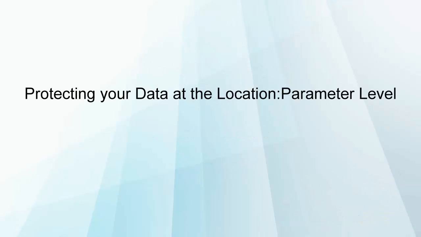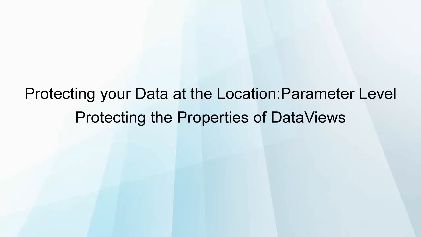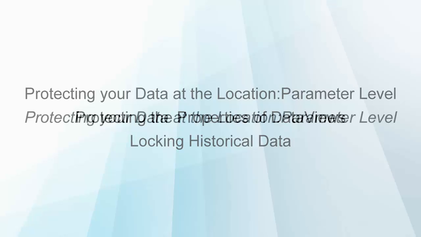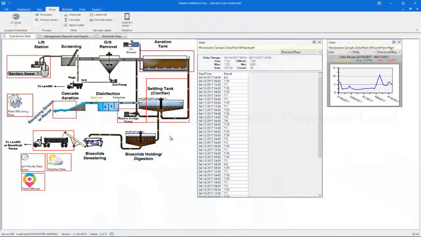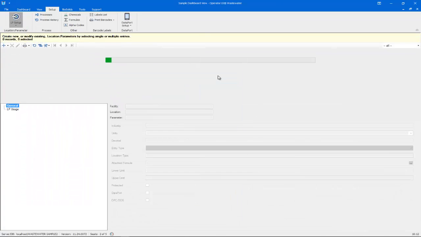First, we will be looking at protecting your data at the location parameter level, then protecting the properties of your data views, and lastly, locking your historical data. The first feature I'm going to show you today is how to protect your data at the location parameter level. From the main application ribbon inside your program, be sure to navigate to your Setup tab. From the Setup tab, we're going to select the Location Parameter Setup icon and then select Location Parameter.